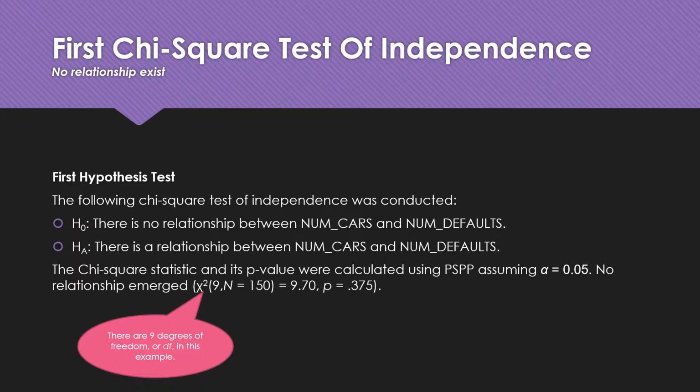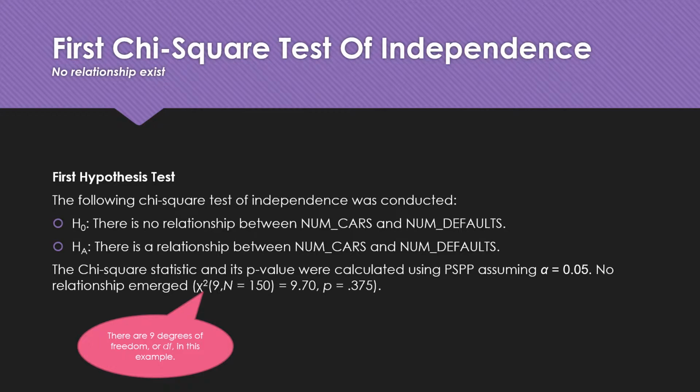In our first chi-square test of independence, we're going to discuss the number of cars versus the number of payment defaults. We're going to assume the alpha is 0.05, using the tool PSPP, with degrees of freedom of 9, number of cases of 150, and a p-value of 0.375.